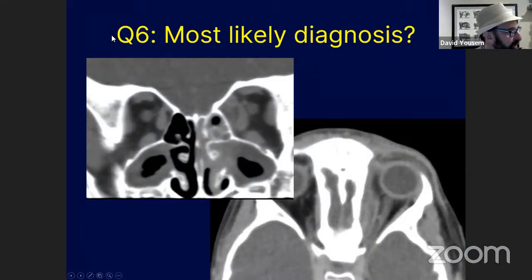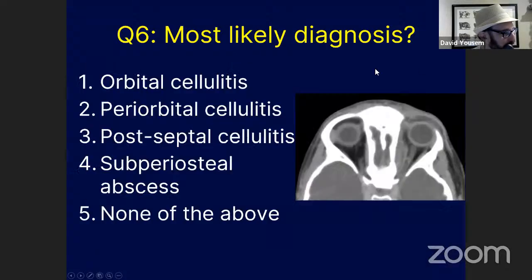Okay, next case, question 6, most likely diagnosis. So we have axial CT and a coronal CT. You see that contrast was administered here. What do we got here? Do we have orbital cellulitis, periorbital cellulitis, post-septal cellulitis, subperiosteal abscess, or none of the above?